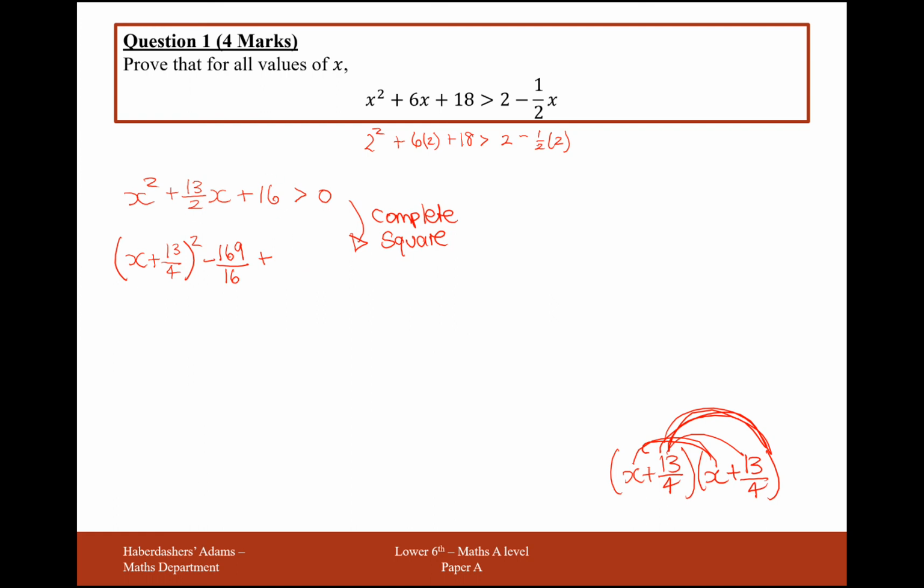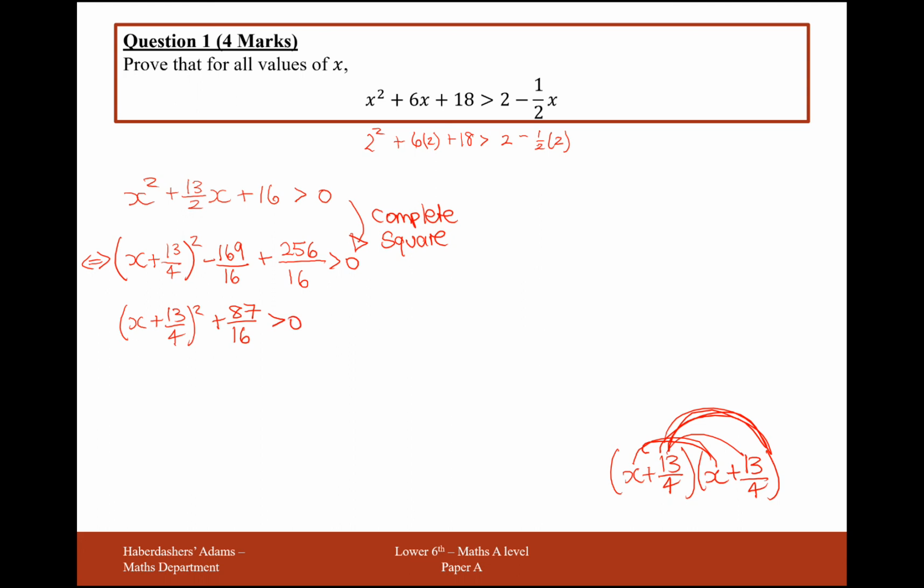What would be really good to do with this 16 is to write it also as a fraction over 16 so that it makes life easier for me. And this is going to be 256. Okay, so we're still proving that this is greater than 0. So we're going to have x plus 13 over 4 squared, and we'll simplify what we've got on the tail of this. So 256 take away 169. Let's get the calculator out. And we get here, add 87 over 16. And this is greater than 0.